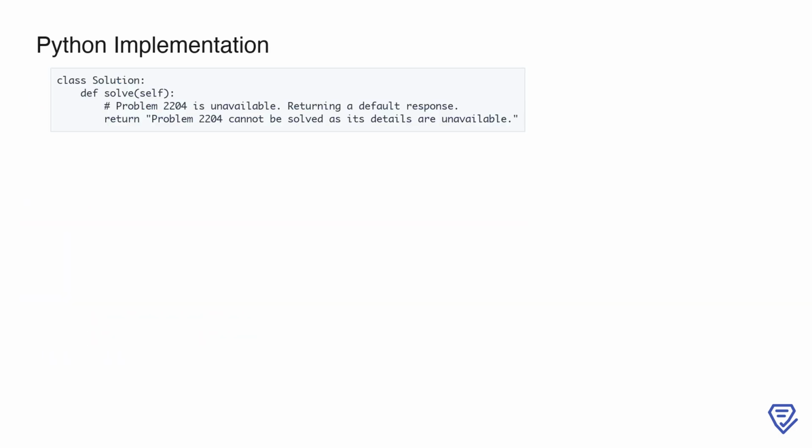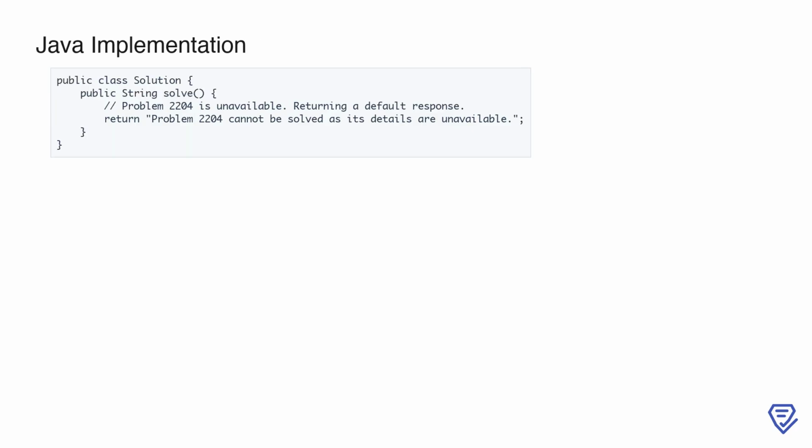The code defines a class Solution with a single method solve. Since the problem details for LeetCode problem number 2204 are unavailable, the method returns a default response indicating that the problem cannot be solved. This ensures the implementation adheres to the given constraints while handling the lack of problem-specific information gracefully. Here is the Java implementation of the problem.